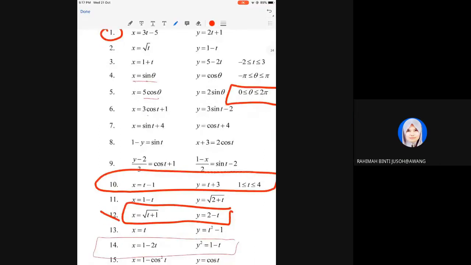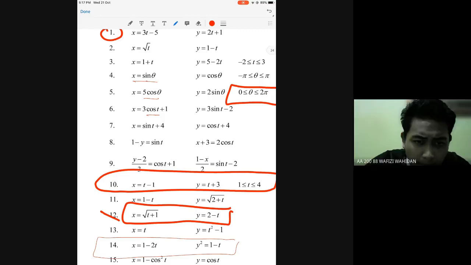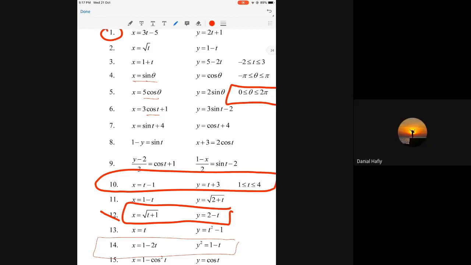How about this? Counterclockwise or clockwise? Clockwise. Ingat satu je guys. Ingat satu je. Kalau X tu cos, dia adalah counterclockwise. Macam tu. Okay?